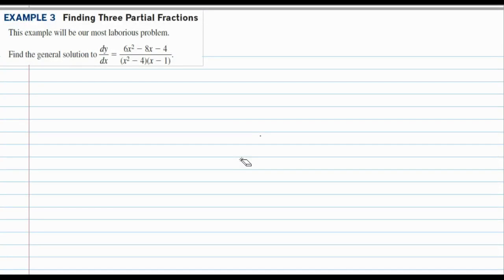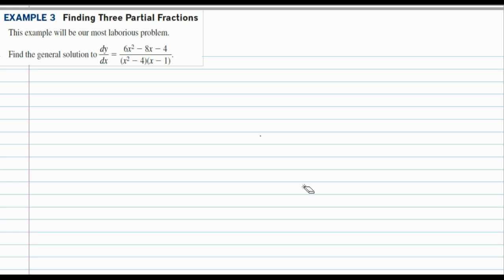This is the screencast for section 6.5, example 3, finding three partial fractions. Just to give you a heads up, they tell you this example will be our most laborious problem. Find the general solution to dy dx equals that polynomial divided by a polynomial, where the degree in the denominator is higher, so we're all set to do partial fractions.